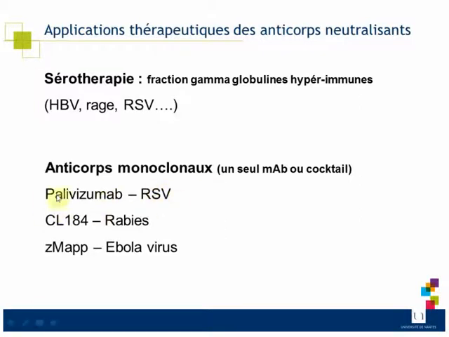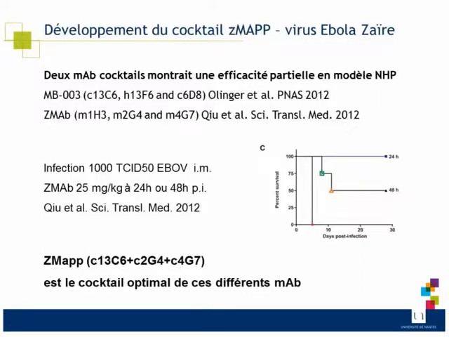So for RSV, this is a product that's used for prophylaxis of RSV. This is a monoclonal antibody cocktail, 2 monoclonals, which is under development for rabies post-exposure prophylaxis. And then there's this one, the ZMapp, okay, which has been used to try and treat Ebola virus infection. So let's have a look at ZMapp a little bit and see how that was developed. In fact, there were 2 teams looking at this therapeutic approach, and they both developed cocktails of monoclonal antibodies independently. So these were published in 2012, these studies.